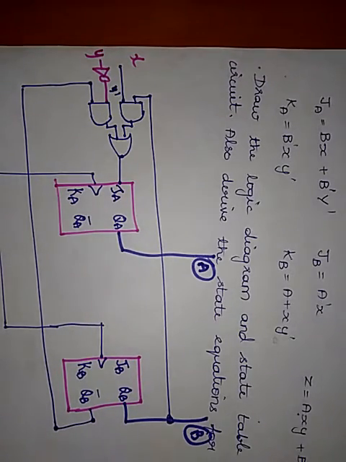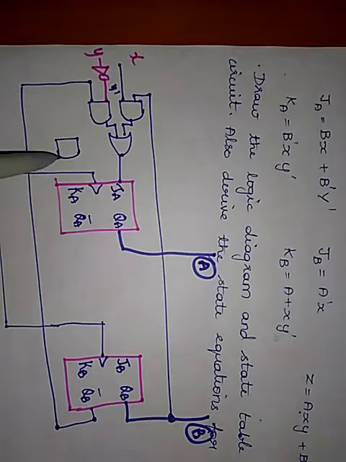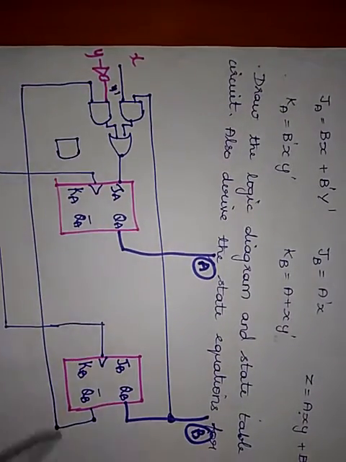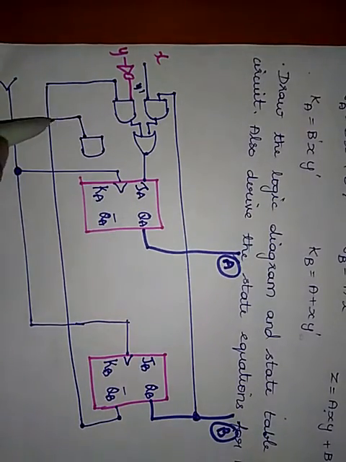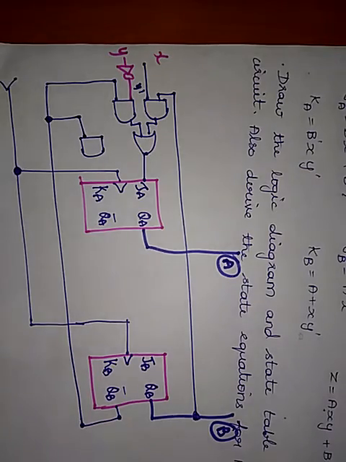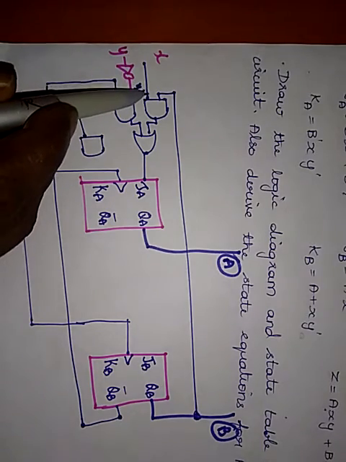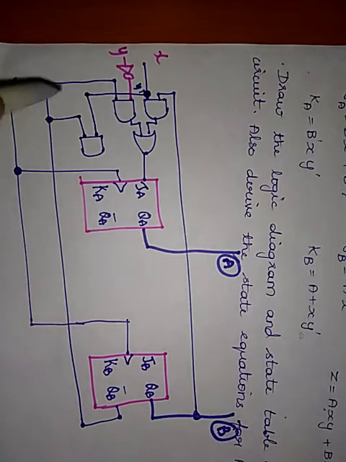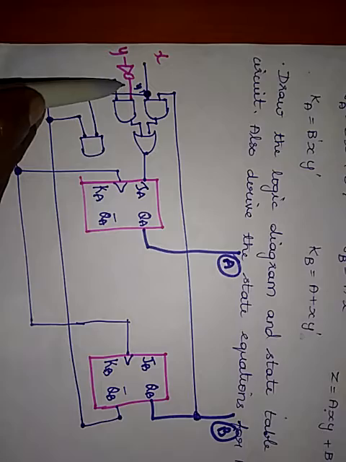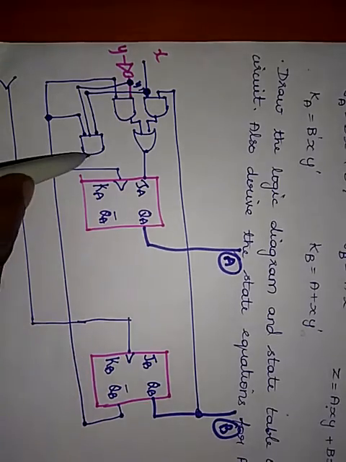Next we have to take into account KA. KA is B dash X Y dash. So it's just an AND gate. First input is B dash, so this is B, this is B dash. So B dash comes over here. Then X, we have the X input here, so you can put a dot and connect the X, and then Y dash. So this is Y, this is Y dash. From here you put a dot and connect here. This will be KA.